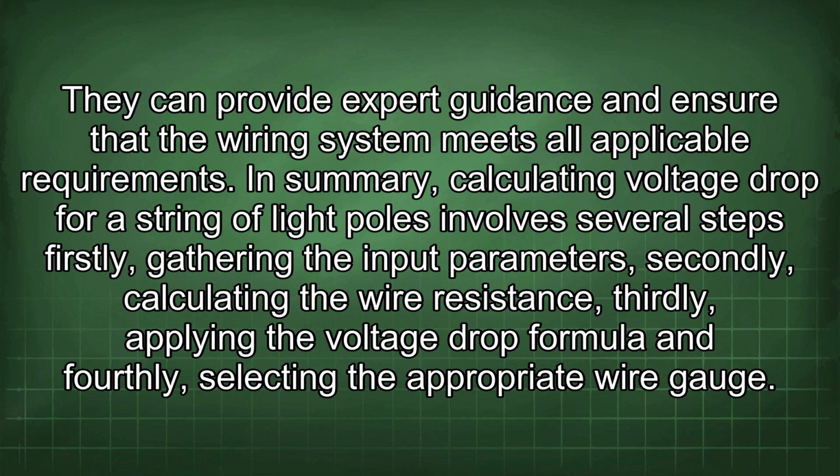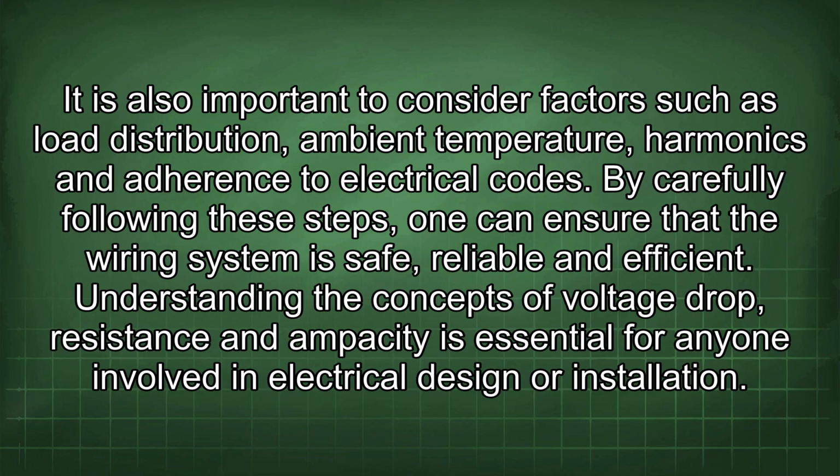In summary, calculating voltage drop for a string of light poles involves several steps. Firstly, gathering the input parameters. Secondly, calculating the wire resistance. Thirdly, applying the voltage drop formula. And fourthly, selecting the appropriate wire gauge. It is also important to consider factors such as load distribution, ambient temperature, harmonics, and adherence to electrical codes. By carefully following these steps, one can ensure that the wiring system is safe, reliable, and efficient.